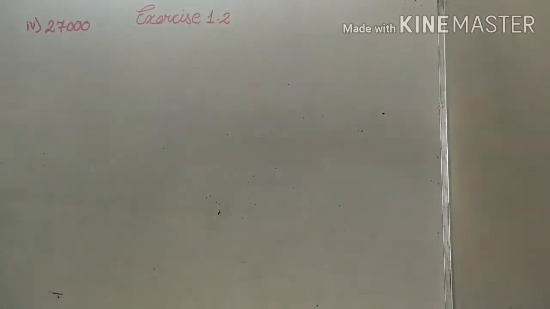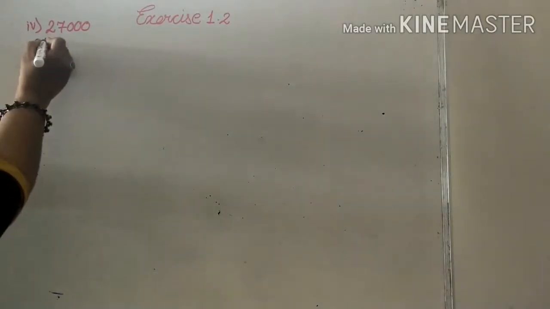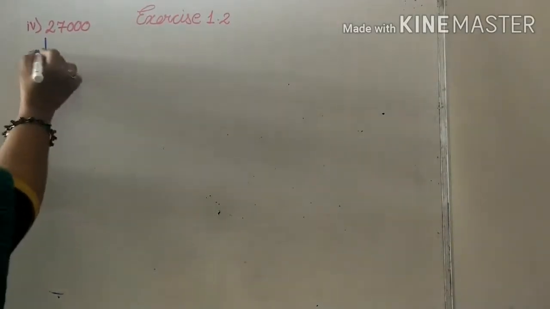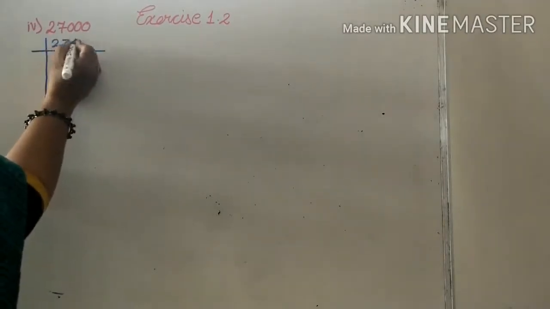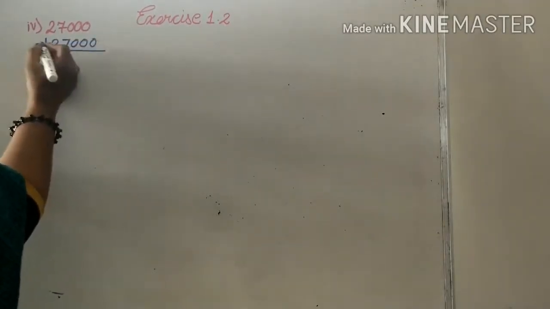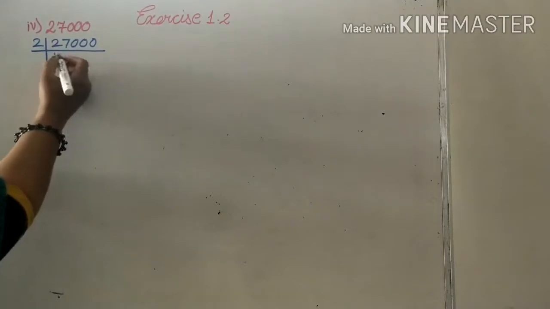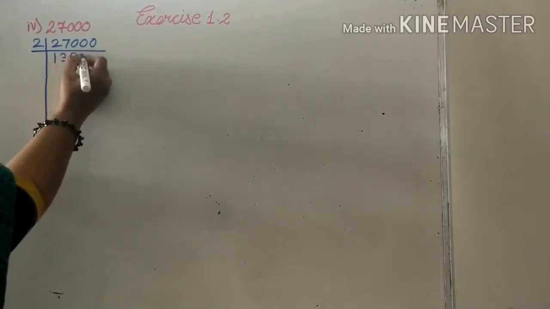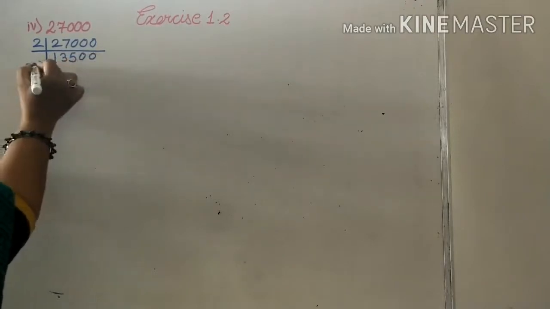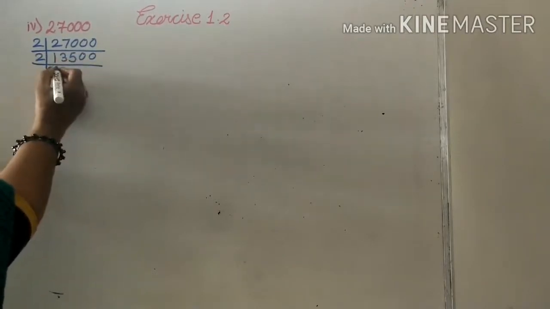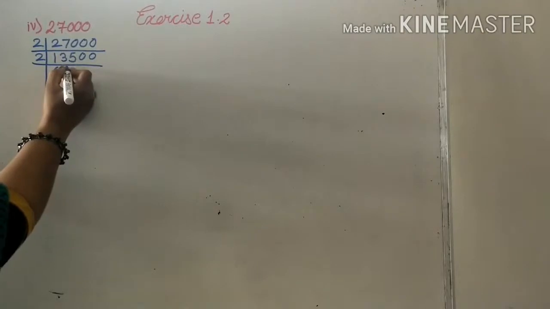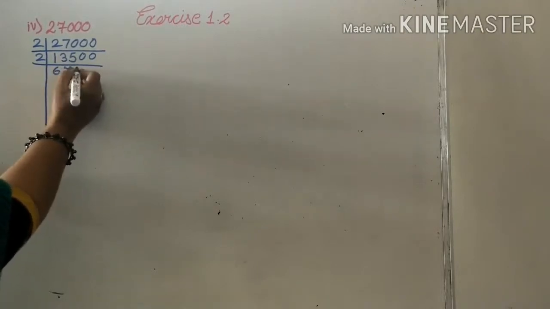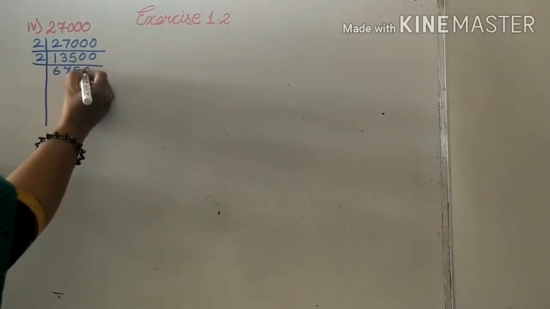Fourth one is 27,000. First we'll find the factors of 27,000 using prime factorization. 27,000. 2 1s are 2, 2 3s are 6, 2 5s are 10, this 0 comes like this. Next, 2 6s are 12, 2 7s are 14, 2 5s are 10 and this 0 comes here.